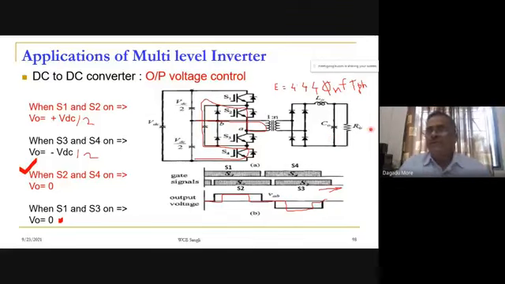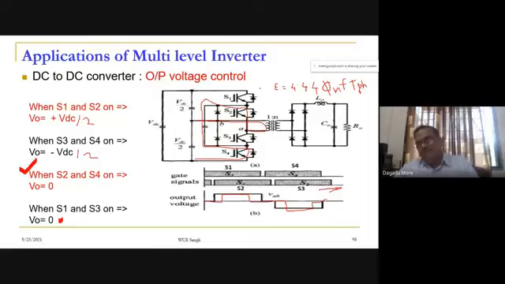The application may be where we require a high voltage DC. One of the applications I want to stress is where we require a high voltage DC. Have you heard the word ESP? Have you heard the word ESP?